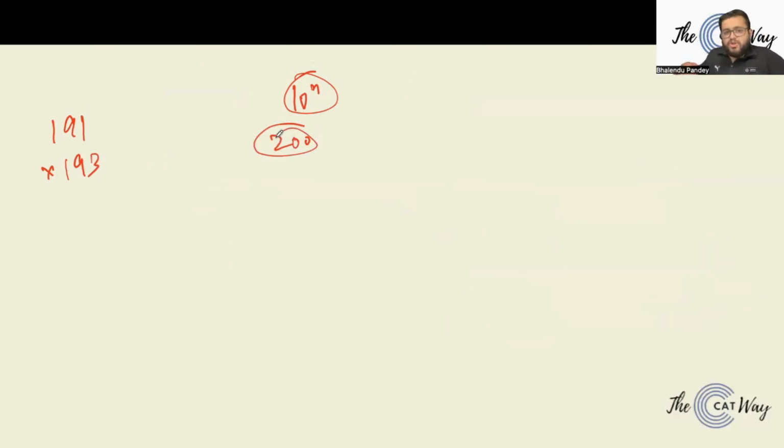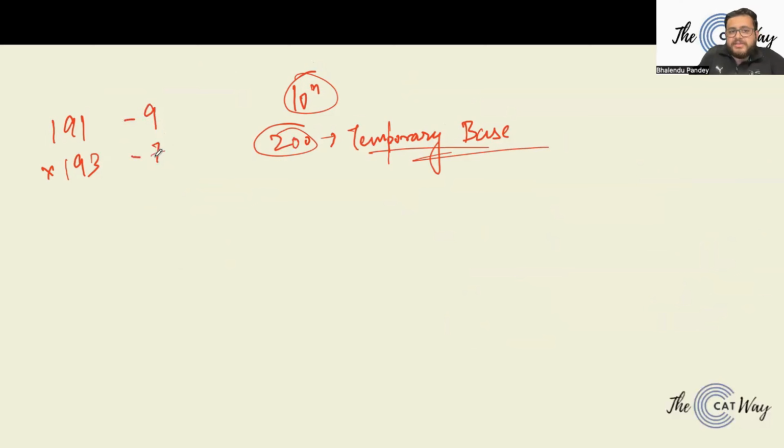अब बात करते हैं कि जो bases actually में नहीं है भाई, bases हमारे लिए क्या थे? 10 power n. But if let's say my values are close to 191 multiplied by 193, तो ये तो 10 power n से बहुत दूर है, बहुत लंबी कैलकुलेशन हो जाएगी, no point in doing. Right? But you see that this is closer to 200. So what we'll assume is my temporary base, I will assume my 200 as the temporary base. So from 200, this is minus 9 and this is minus 7.